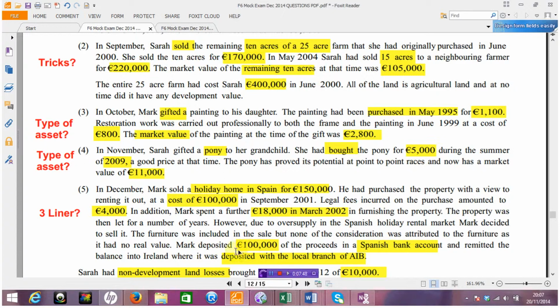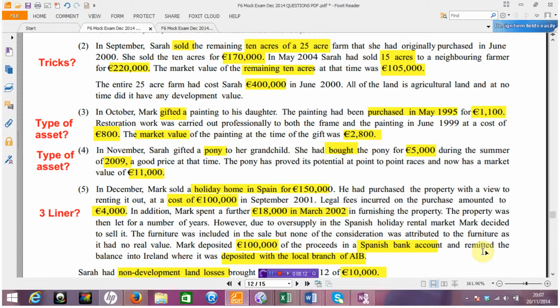Then they tell us a little bit about this issue of a Spanish bank account. And you remember above that they talked about residency and domicile, and they said that both Mark and his partner Sarah are both resident and domiciled. And I think what they're trying to do here by talking about an issue of remittances is really throw a curveball at us, as if to say, is this relevant in any way?